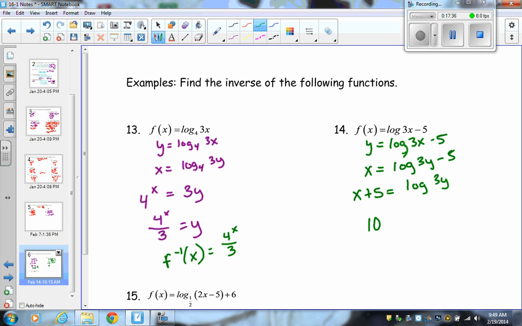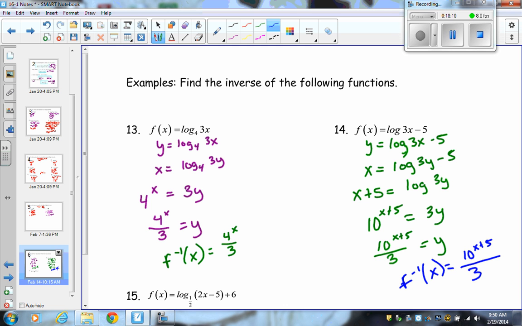So this is really 10 to the x plus 5 equals 3y. And then we're going to divide by 3. So we have 10 to the x plus 5 over 3 equals the new y. But for our final answer, we have to denote it as the inverse. So we're going to have f inverse of x is equal to 10 to the x plus 5 all over 3. And I'm going to rewrite this so that you can also remember, please make sure that if it's an exponent that it looks like an exponent.